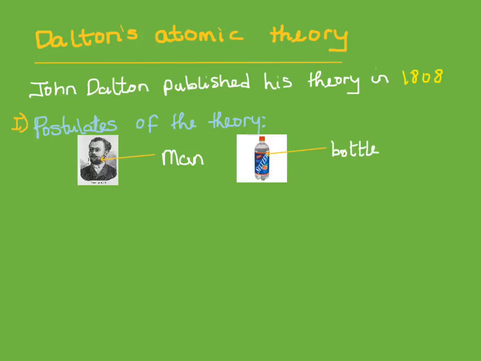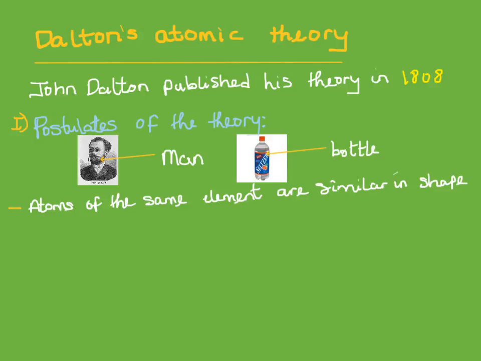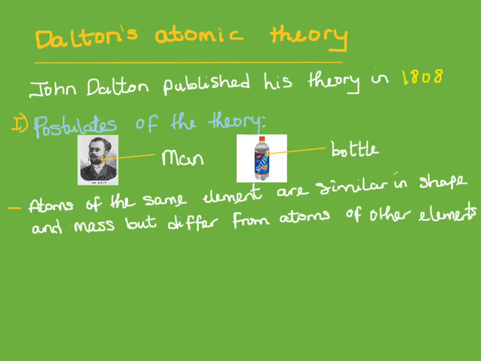Another example would be a bottle. A bottle contains tiny indivisible particles called atoms. Therefore, anything on earth that has mass and occupies space contains tiny indivisible particles called atoms. Furthermore, atoms of the same element are similar in shape and mass but differ from atoms of other elements.